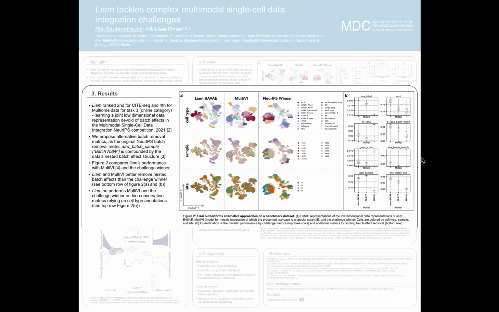And this metric was not able to pick this up because it's based on the average silhouette width and it only considers the closest cluster. So when you have good mixing within the site, you will achieve a high score here, even though you're not able to remove the nested batch effects. There's a simple solution to this problem, which is using either complementary metrics or computing this metric on a different hierarchical level. And doing both of this clearly demonstrates that LIAM and multiVI outperformed the winner on the nested batch effect removal.